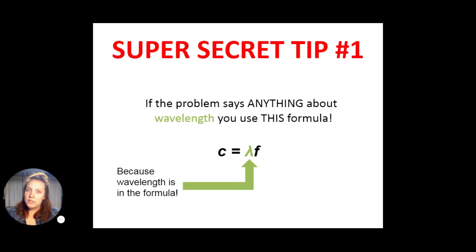So, my super secret tip. If you have a math problem or a word problem that says anything about wavelength, you need to use the wavelength formula. Why? Because the other formula doesn't have wavelength in it. This formula is the only one that has wavelength in it.